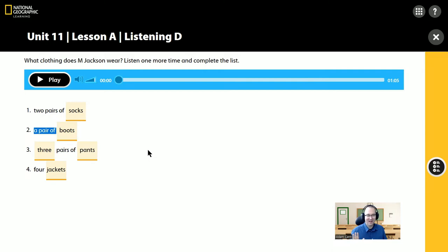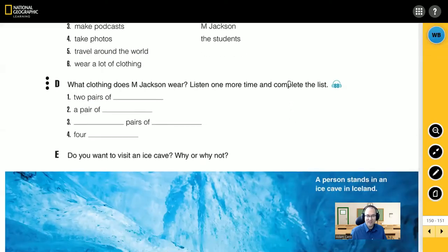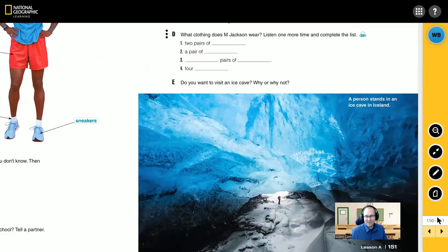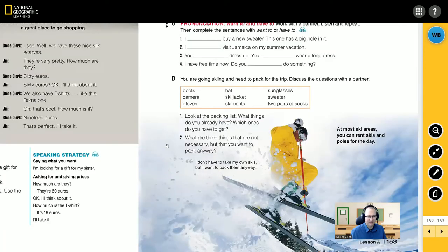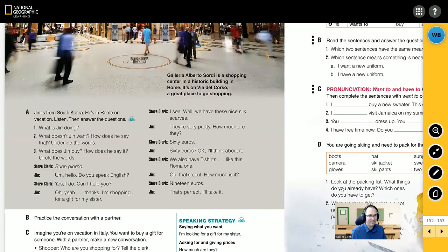That's what we say. Yeah, for socks, boots, shoes, pants, jeans, we say pair of. And if it's one, it's a pair of. If it's multiple, it's 3 pairs of. Okay, just wanted to point that out. All right, so let's keep going. Feels like we're going a little bit fast, but that's okay.